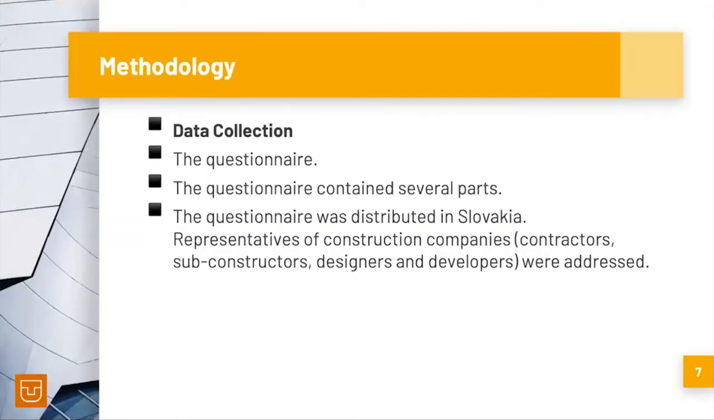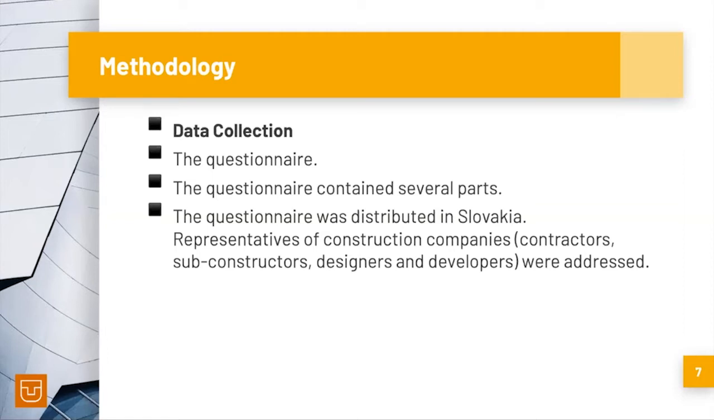Data collection. The questionnaire was the main tool for data collection. The questionnaire focused on the use of ICTs and their impact on the costs of construction projects. The questionnaire contained several parts. The first part contained basic characteristics, that means the construction size, the participant in the construction project, legal form, activity, and so on.